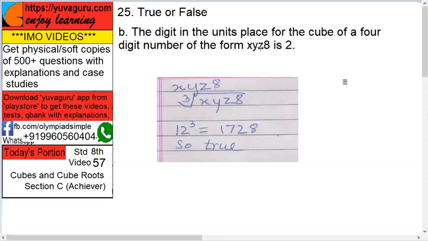Next, the digit in the units place of a cube of a 4-digit number of the form XYZ8 is 2. Means basically this is a cube of some number and that number's unit place should be 2. Okay. So cube root of XYZ8.